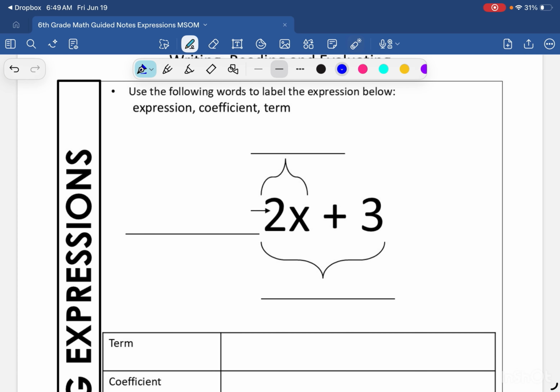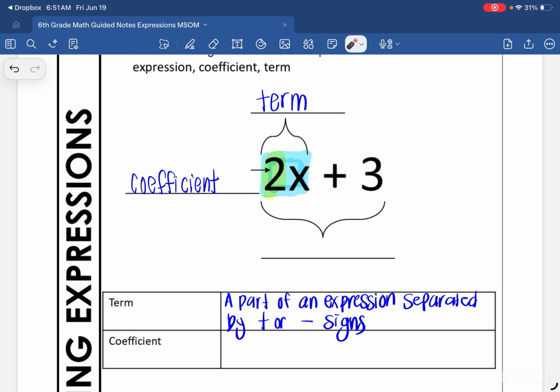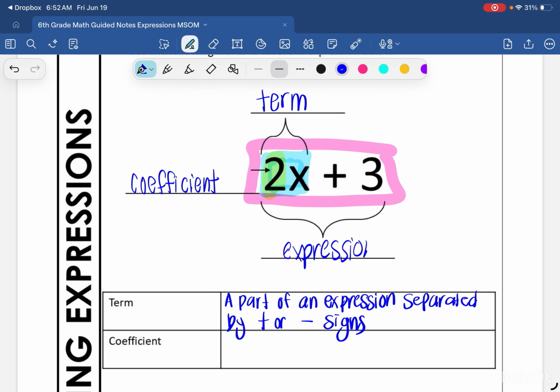Now we're going to learn some vocabulary. We have the words expression, coefficient, and term. The number right before the variable, that is called the coefficient. A term would be, for example, in this one, 2x. A term is part of an expression separated by plus or minus signs. So in this expression, we have a term here and a term here. This whole thing is called an expression. And then adding the definition of coefficient, a coefficient is a number used to multiply a variable.